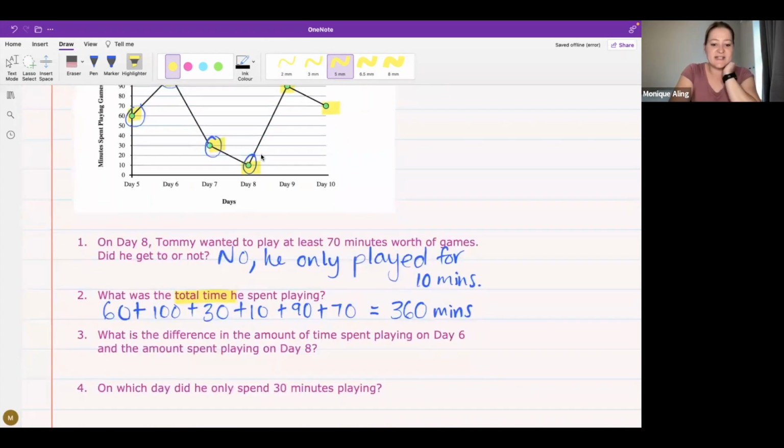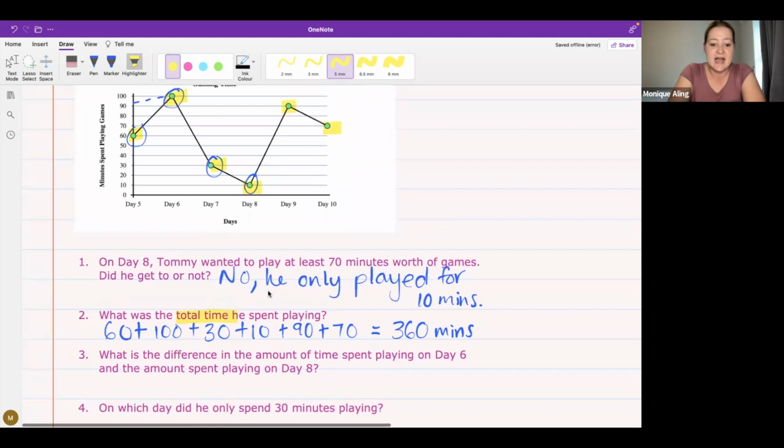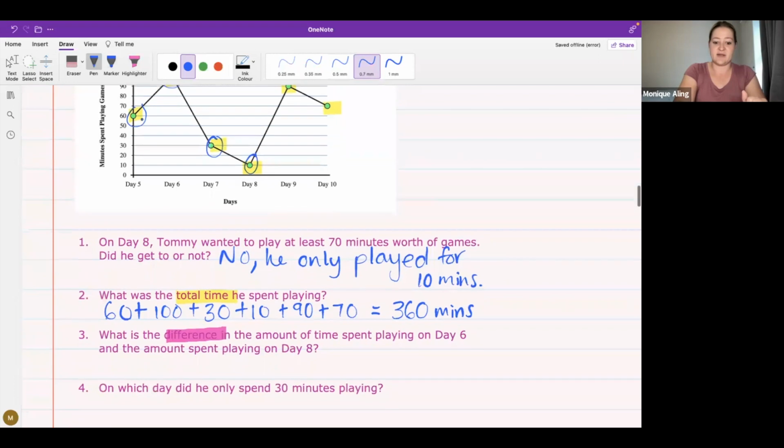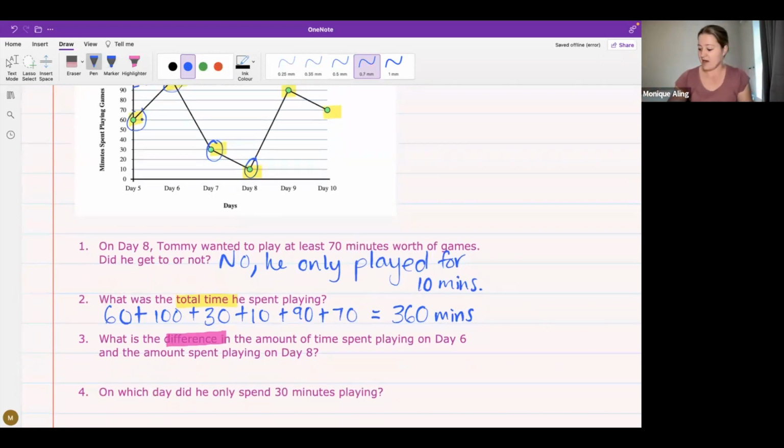Then question 3, what is the difference in the amount of time spent playing on day 6 and the amount spent playing on day 8? I did see quite a few answers coming through, but again, keyword here is what is the difference? Difference means we are minusing or subtracting. So we need to look at day 8 amount of minutes, which was 100. Day 6 was 10 minutes. So the difference in time is 90 minutes.